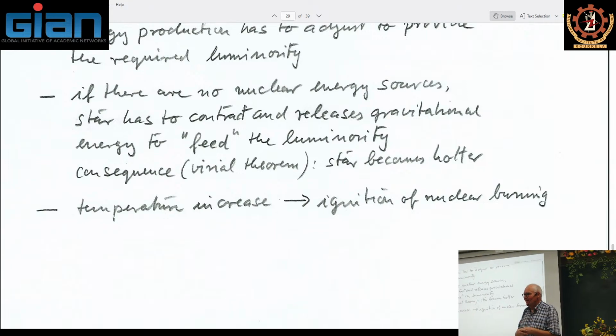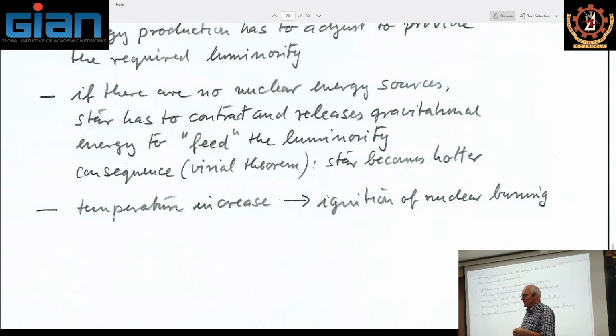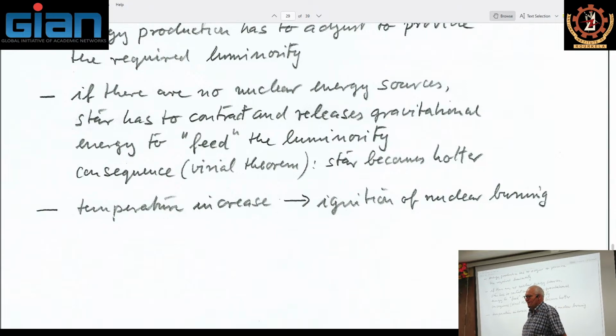Yes? So you explained that if nuclear burning is not available, then the star has to rely on its gravitational energy. So this phenomenon must be more dominant during the last stages of the star. Is it because when the star starts dying, the nuclear fuel burns?